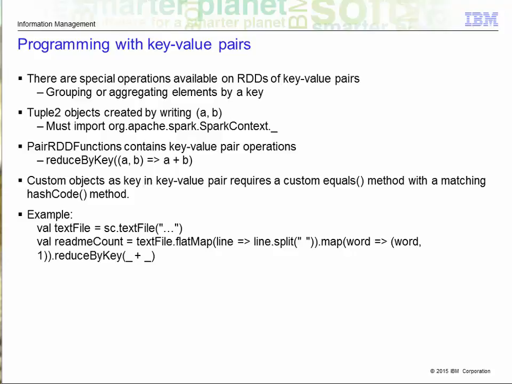So in the example, you have a text file that is just a normal RDD, then you perform some transformations on it and it creates a pair RDD, which allows you to invoke the reduceByKey method that is part of the pair RDD functions API.